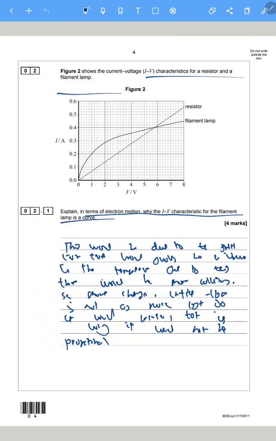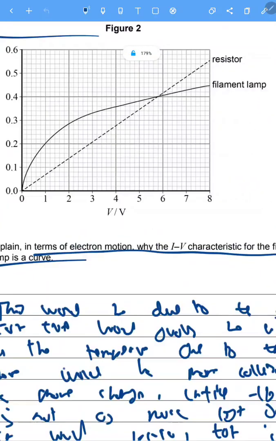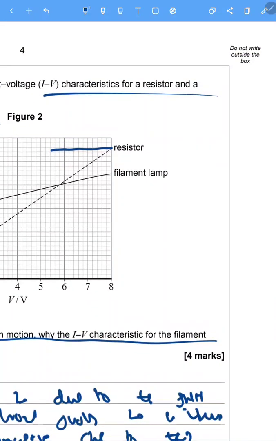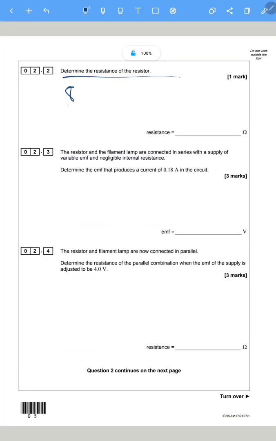Determine the resistance of the resistor. So the resistor, this part, that is 8, and that is, okay, let's just say that's 8. V equals IR, so R is 8 over 0.58, which is approximately 14.